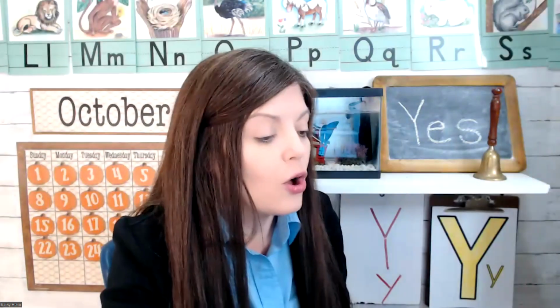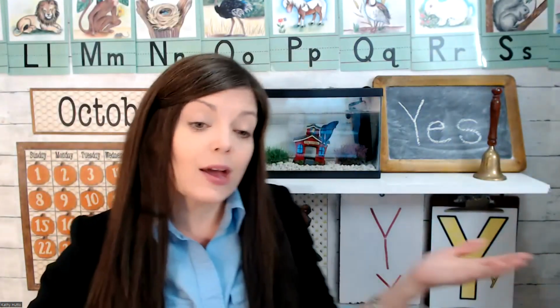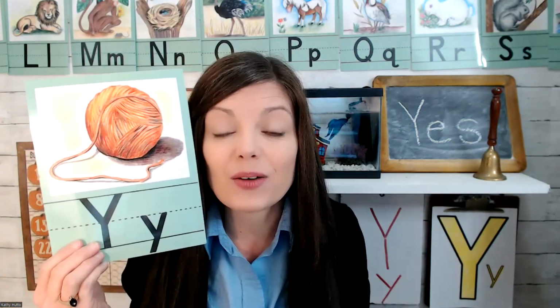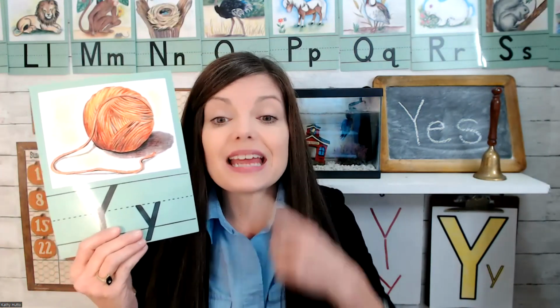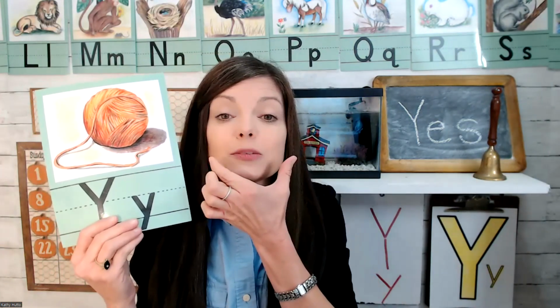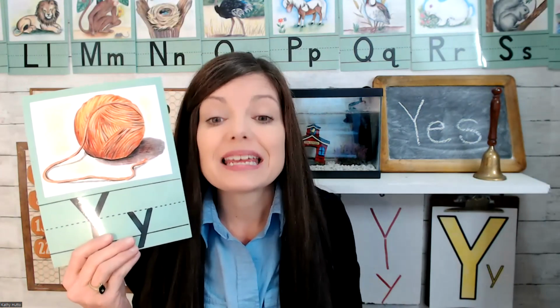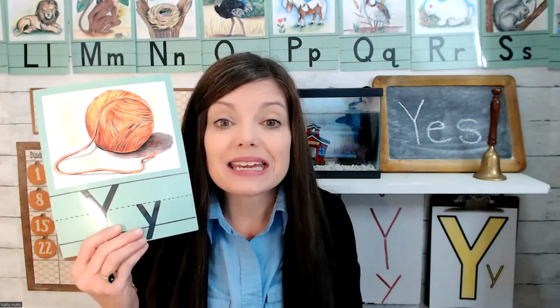Well, now that we know what letter Y looks like and we know how to write letter Y, it's time to talk about the sound that Y makes. Letter Y says E, E, E. Take your tongue and spread it out between your back teeth. E, E, E. You try.